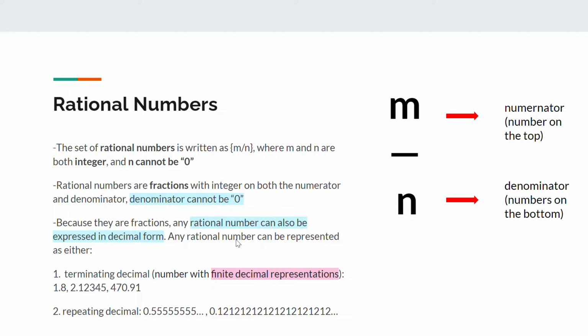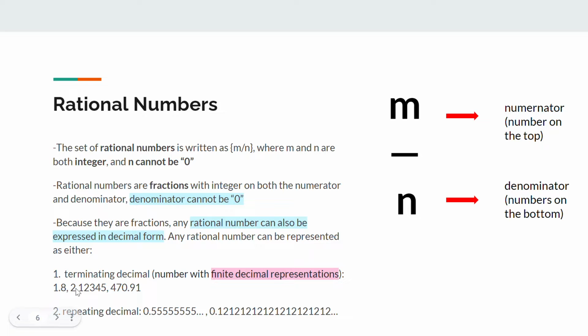Any rational number can be represented as either a terminating decimal, which is a number with a finite decimal representation. For example, 1.8, 2.12345, 470.91, where the number ends at 1, the number ends at 5, and the number ends at 8.